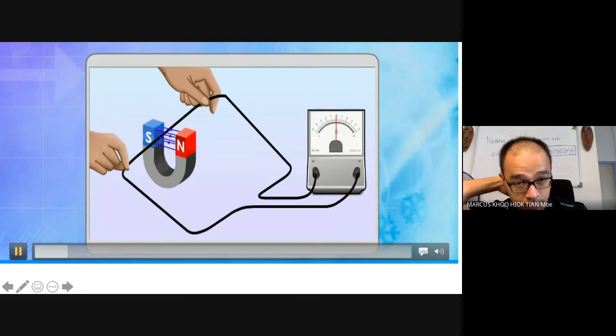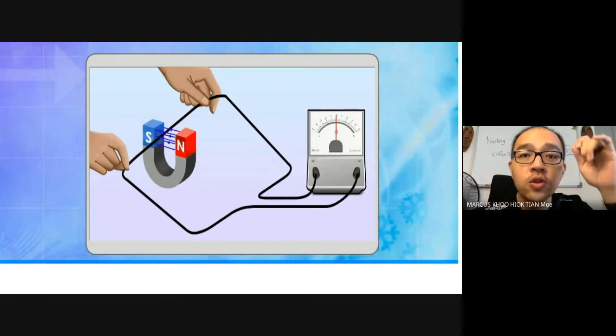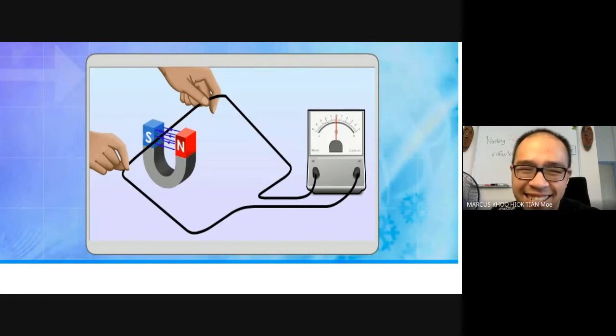What happens to the galvanometer pointer when the wire is stationary in the magnetic field? Okay, so you notice that the galvanometer pointer does not show any deflection, indicating that there is no current flow. There's no current flow because why? There is no movement. There is no relative motion. The magnetic flux is not being cut by the wire. Thus, the magnetic flux is not being cut, no EMF is induced. Hence, there is no flow of induced current.